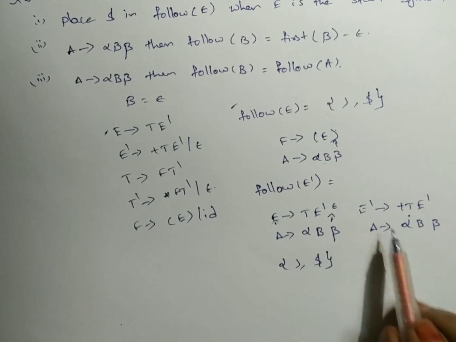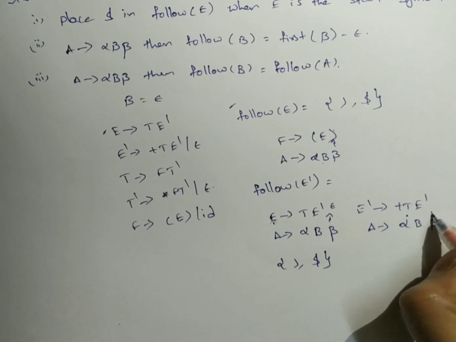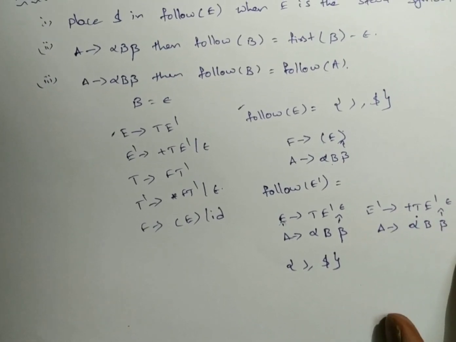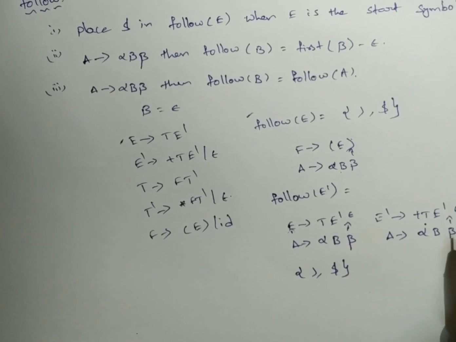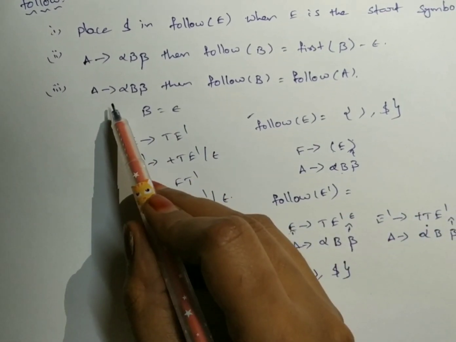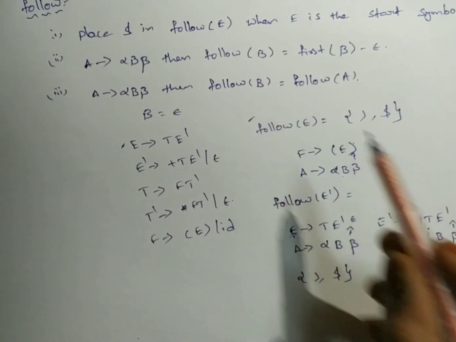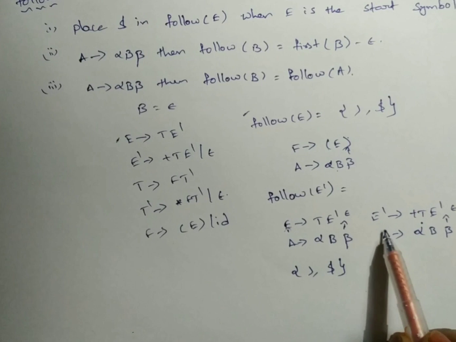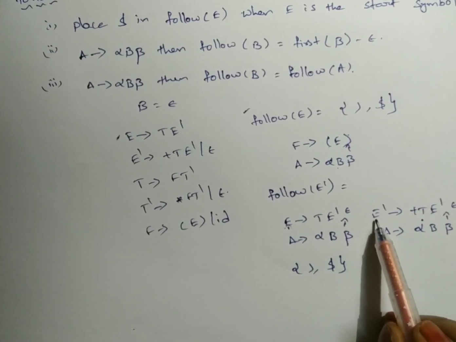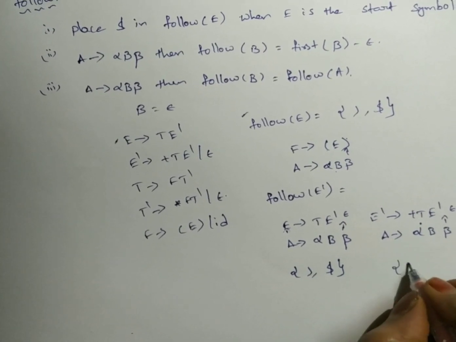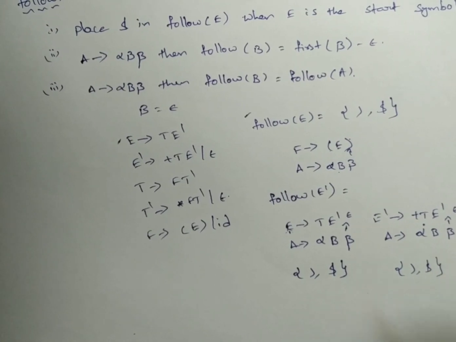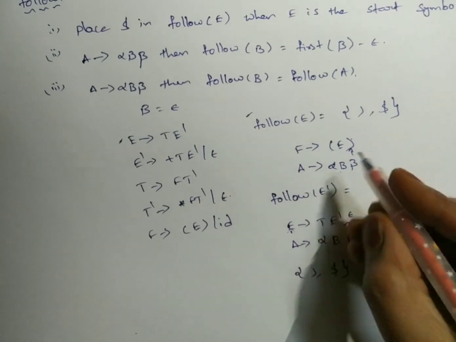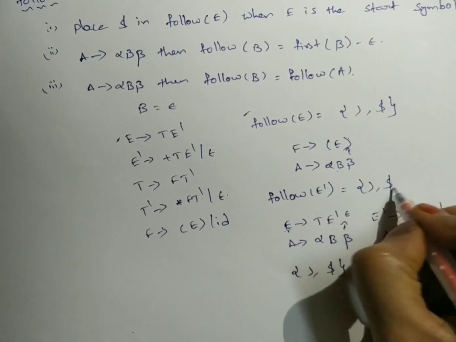In this case also beta is represented as epsilon. Here also we don't have beta. Beta is epsilon, so in this case I am considering the third condition: follow of B equals follow of A. A means E dash. For E dash we have closed brace, comma, dollar. I need to union these two sets and the final result will be closed brace, comma, dollar.